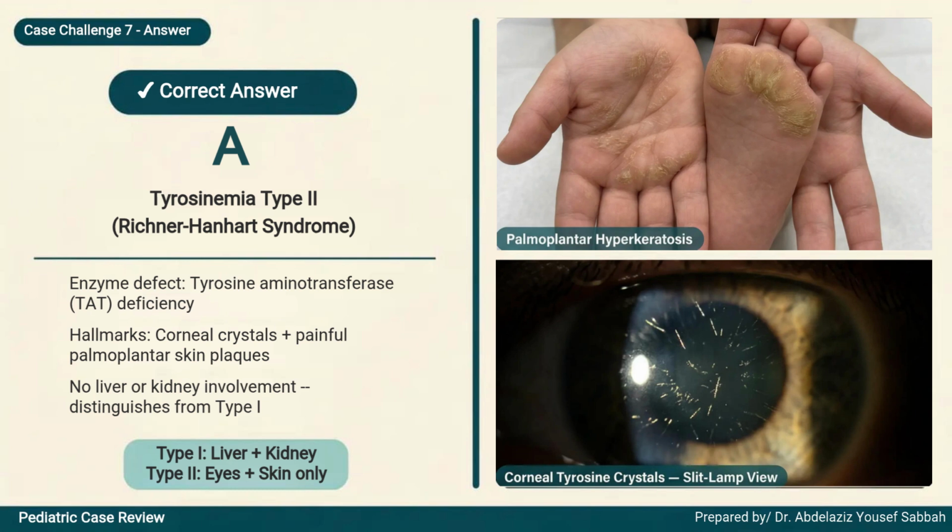The key distinction to remember is, Tyrosinemia type 1 affects the liver and kidney, while Tyrosinemia type 2 affects the eyes and skin only. The absence of succinylacetone in urine confirms this is not type 1. Treatment for type 2 is dietary restriction of tyrosine and phenylalanine, which resolves the corneal and skin manifestations.